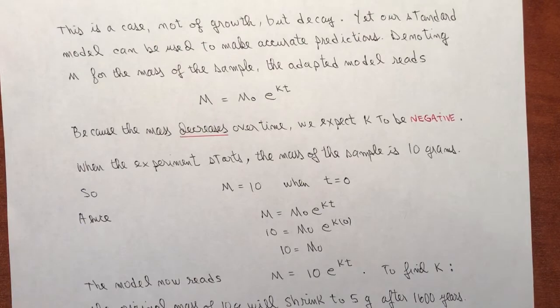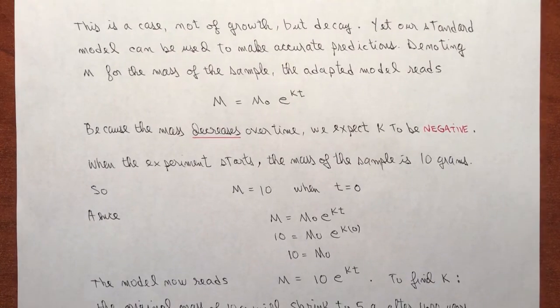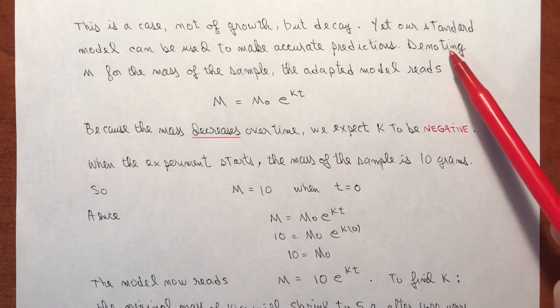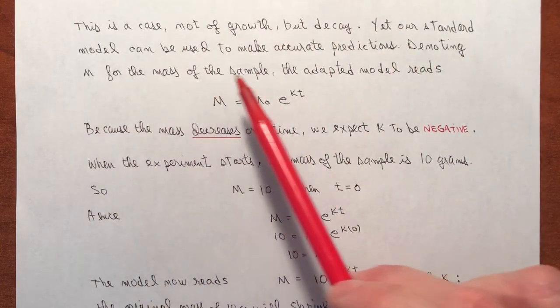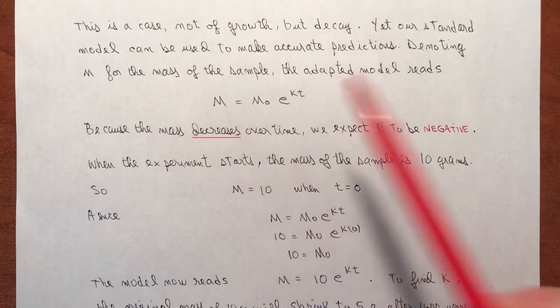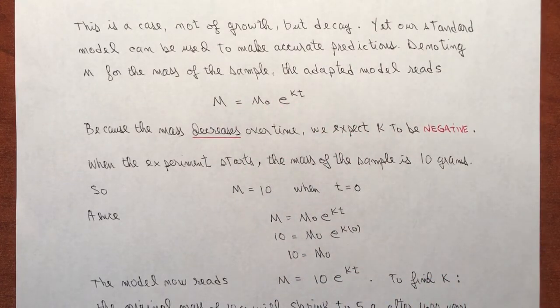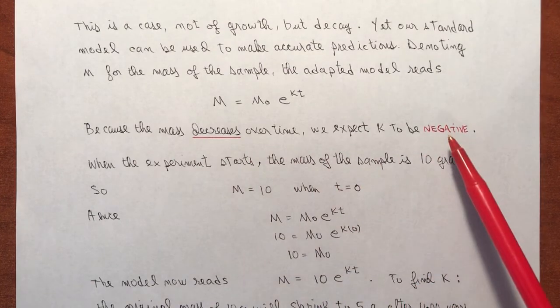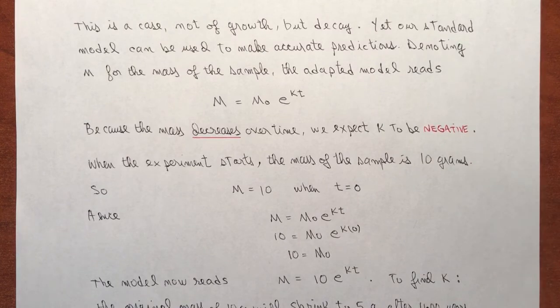Well, this is a case not of growth, but rather of decay. Yet our standard model can still be used to make accurate predictions. So, adapting a little bit, we're going to denote m for the mass, and we're going to change P equals P0 to m equals m0. The rest is the same. Because the mass will decrease over time, we expect the constant k to be a decay constant, a negative number.